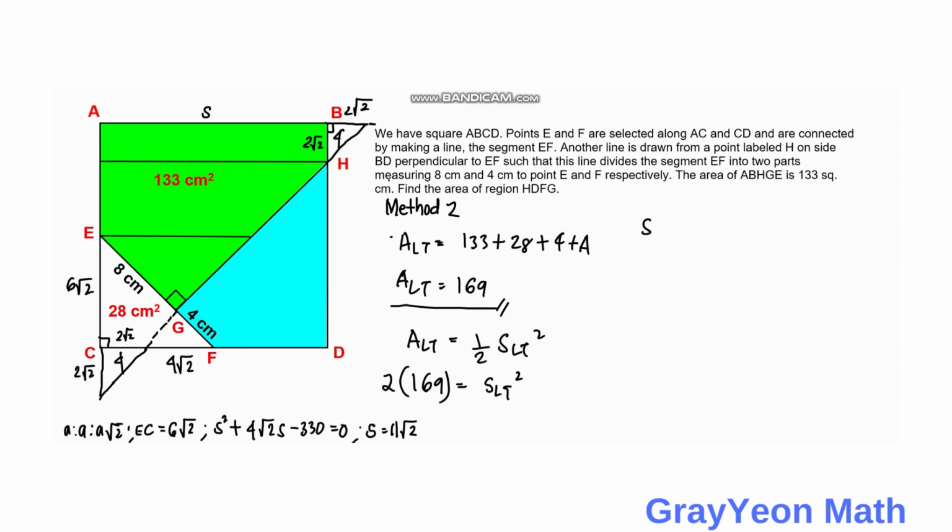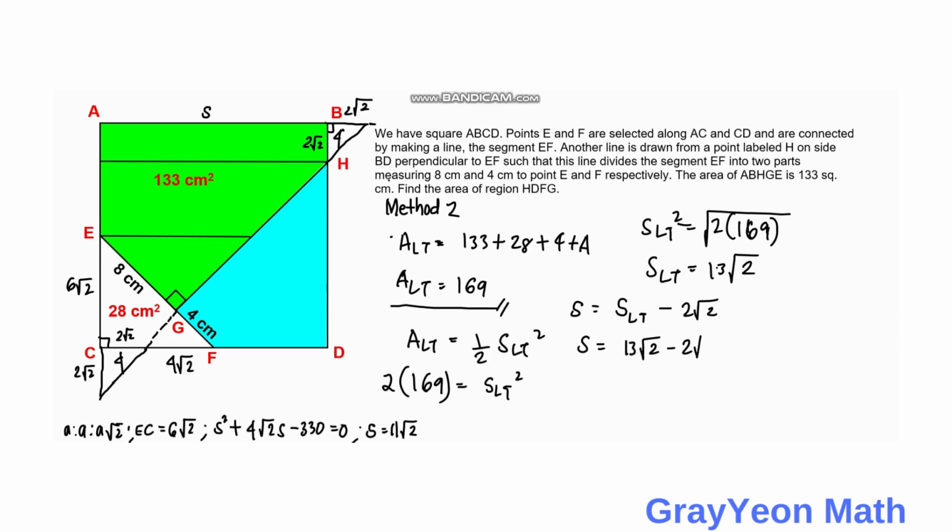So SLT squared is actually equal to 2 times 169. If you take the square root of both sides, then you have SLT equal to the square root of 2 times the square root of 169. This becomes 13 square root of 2. Next, we need to consider the fact that s of this smaller triangle is equal to SLT minus 2 square root of 2. S is equal to, but SLT is 13 square root of 2, minus 2 square root of 2. S is equal to 11 square root of 2.